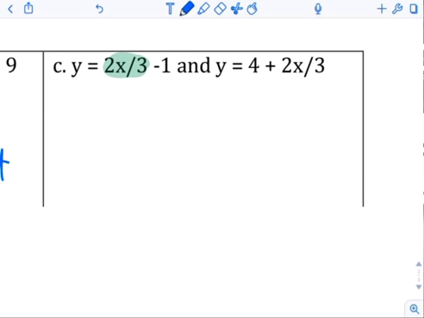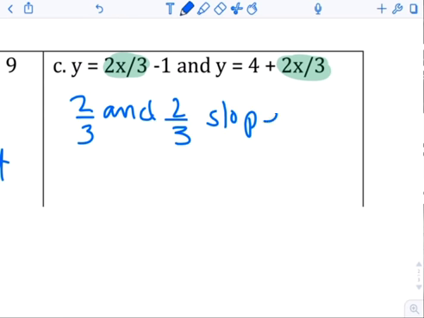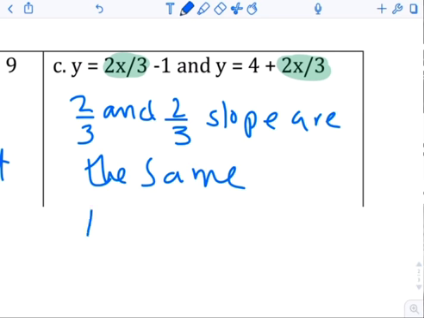Right here, slope is 2 over 3. Slope here is also 2 over 3. Slopes are the same. No solution.